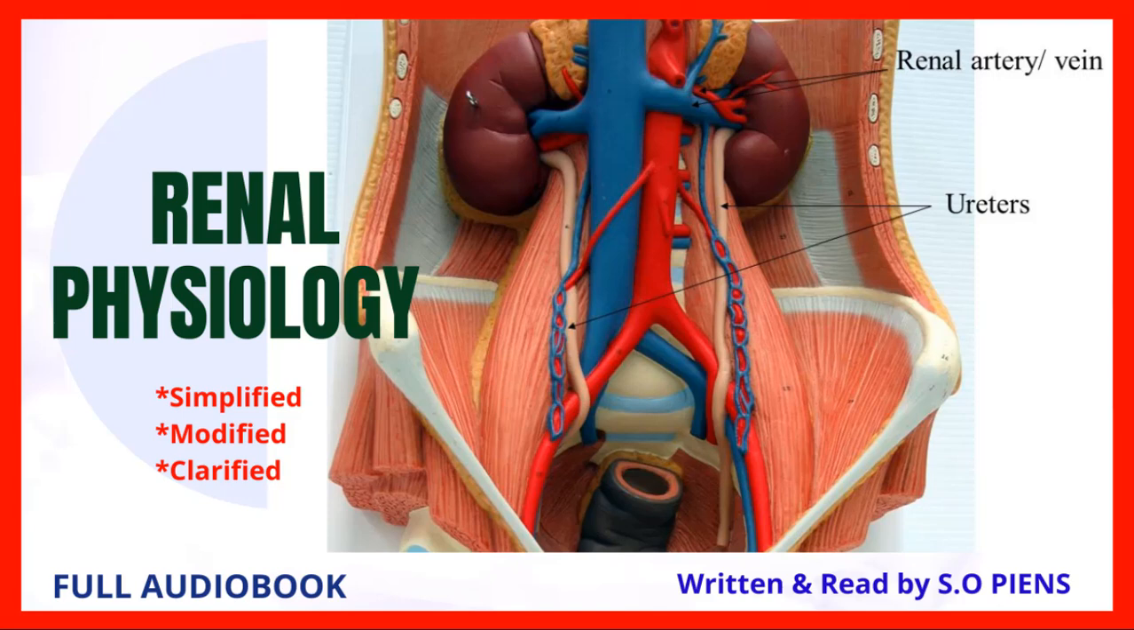Now let me take it again. The myogenic mechanism has to do with the reflexive vascular muscle contraction, as when there is increase in blood flow or pressure, and there is reflexive vascular muscle relaxation following decrease in blood flow or pressure. All right, so that is the myogenic mechanism.